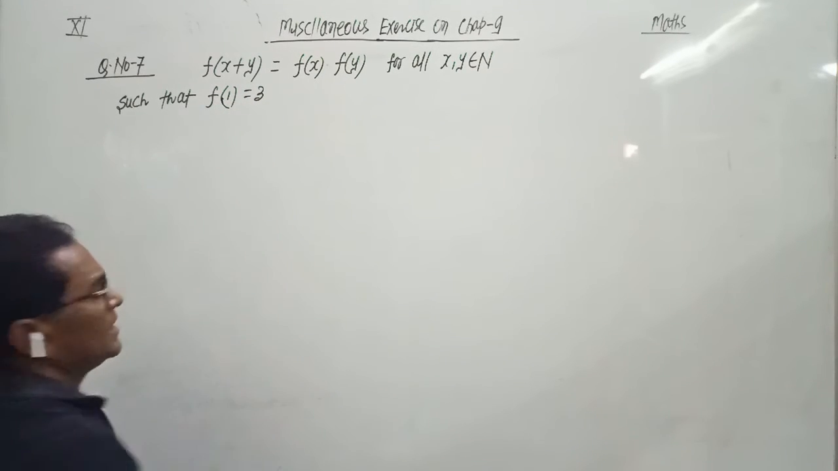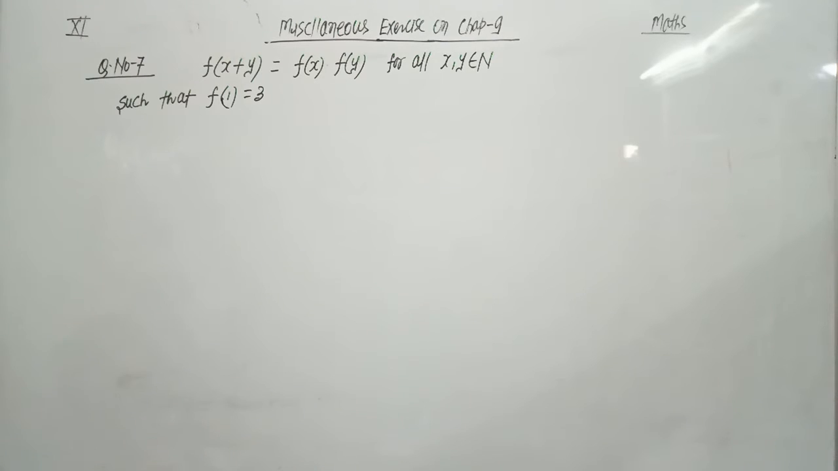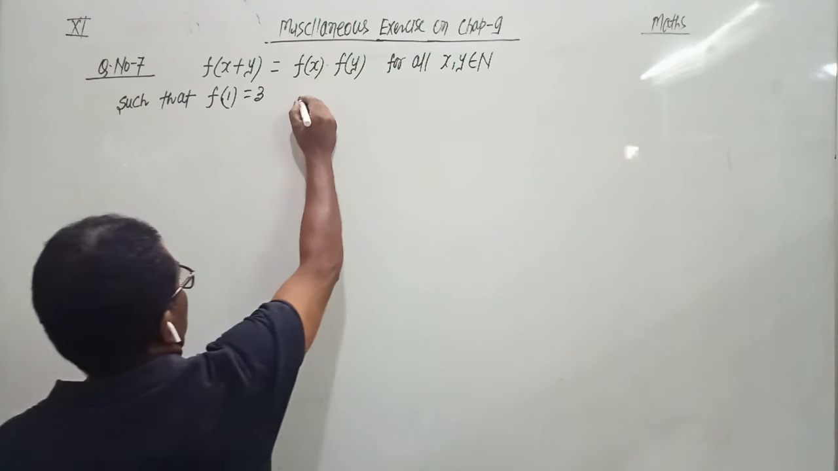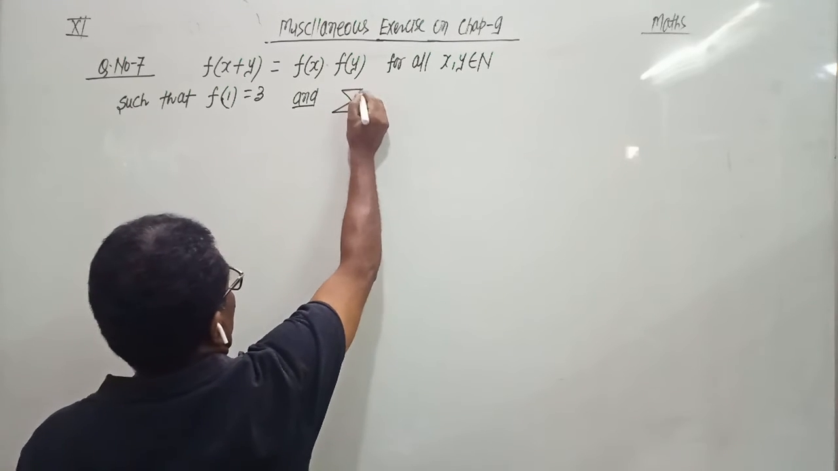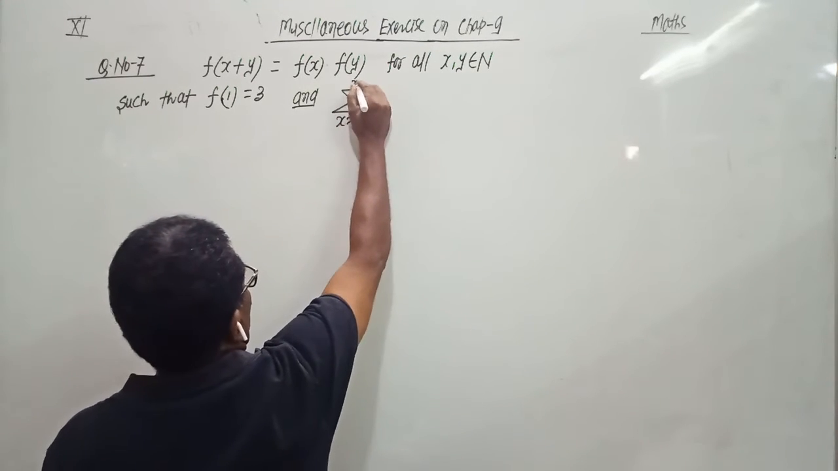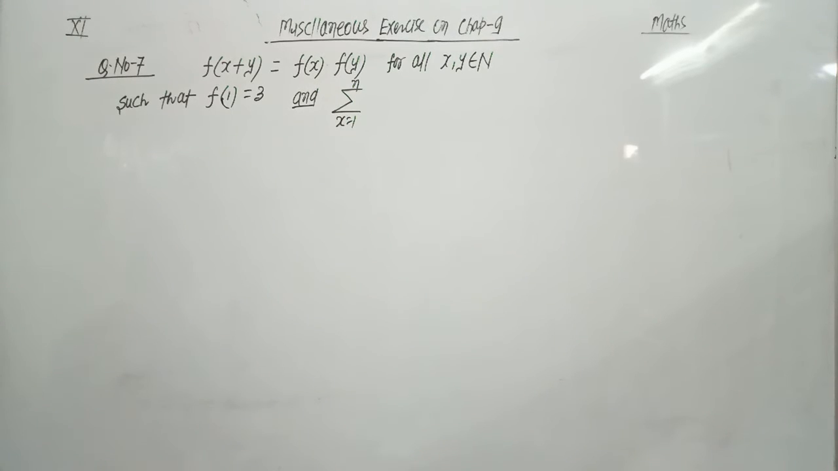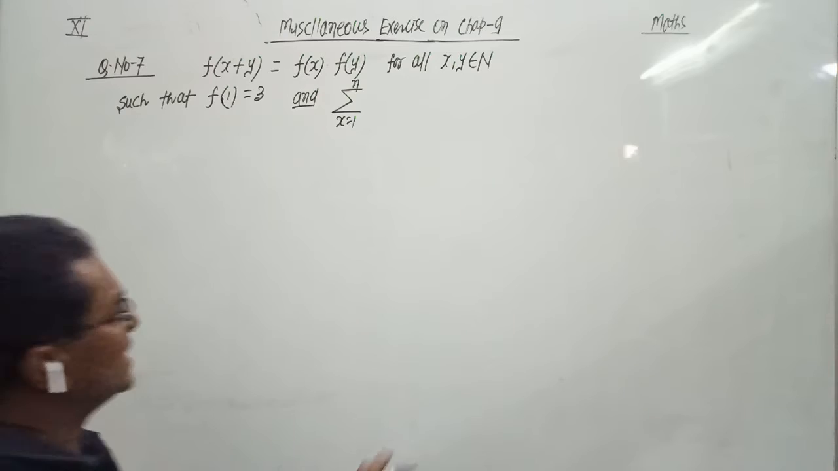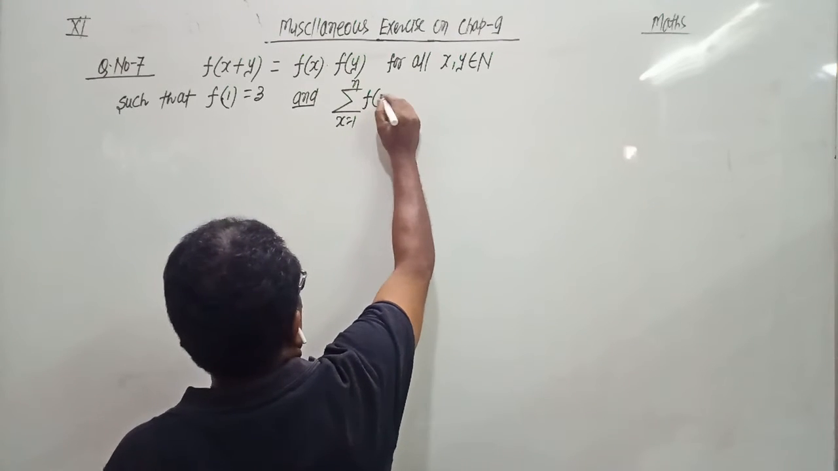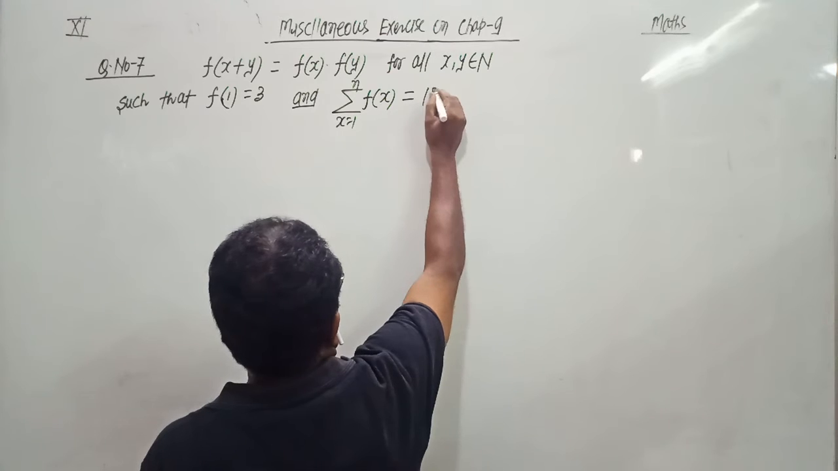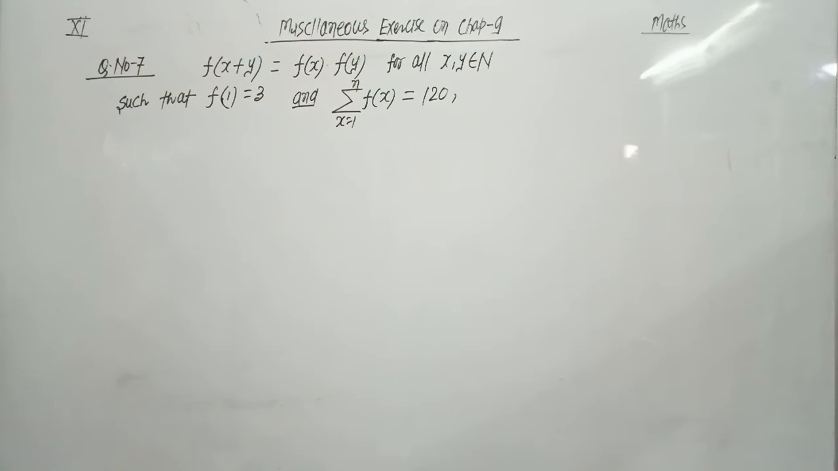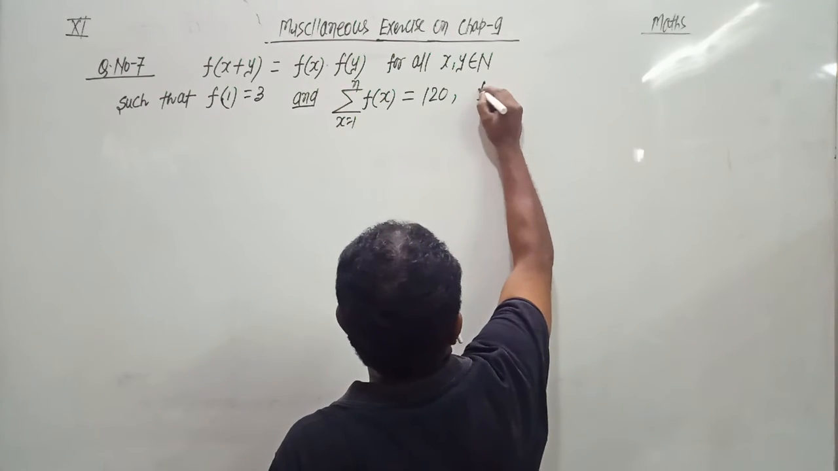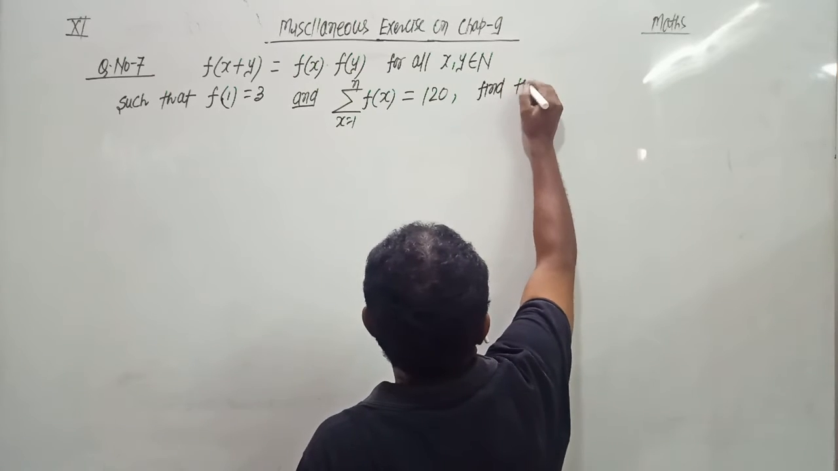F of 1 equals 3, and sigma x equals 1 to n of f of x is equal to 120. Then find the value of n.